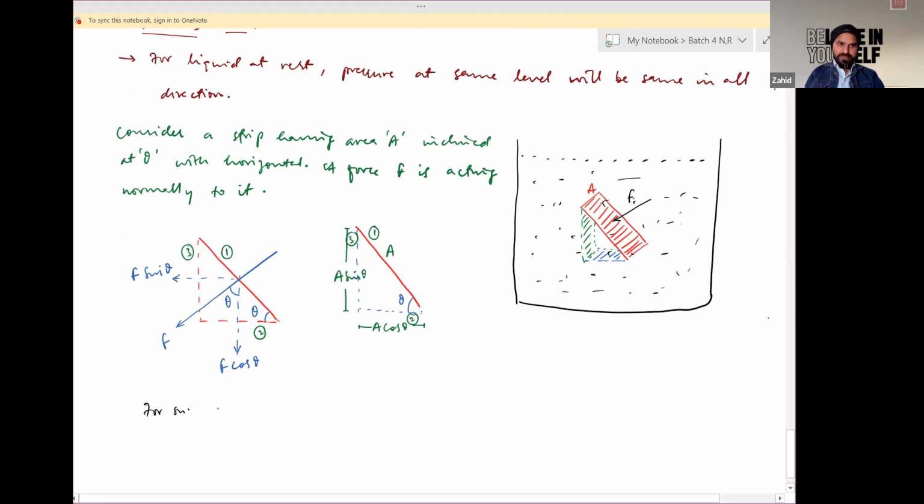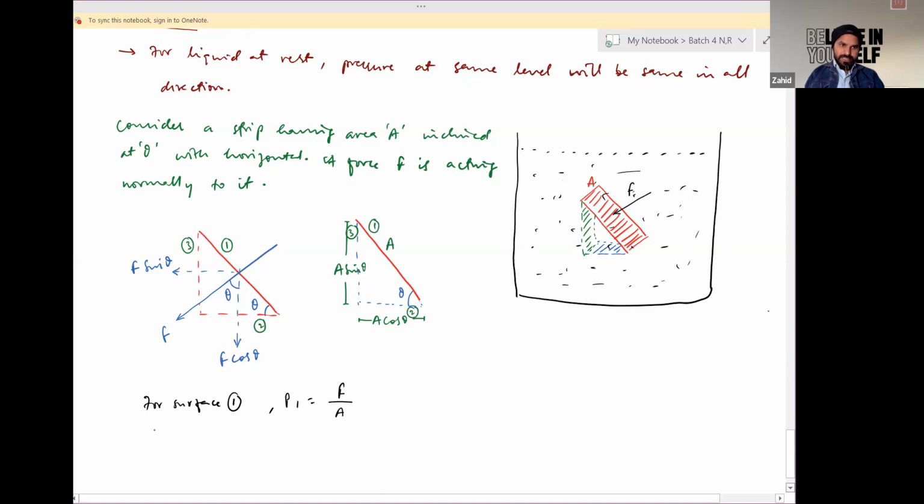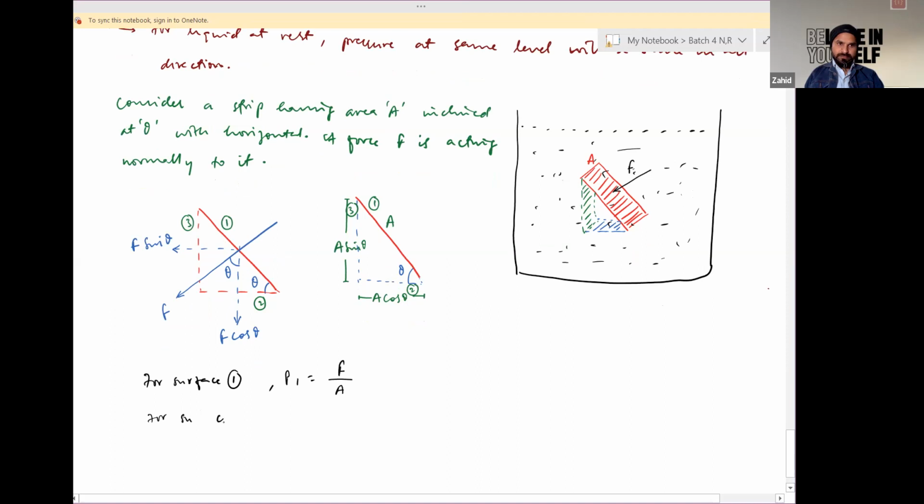Let's say for the first surface, pressure equals force divided by area of cross section. Similarly, for the second surface, that is the base, force is F cos theta and area is A cos theta. So pressure equals force divided by area; cos theta and cos theta cancel out, so you get F by A. Similarly, for surface 3, force is F sin theta and area is A sin theta. So it will be F sin theta divided by A sin theta. Sin theta and sin theta cancel out, so you again get F by A.